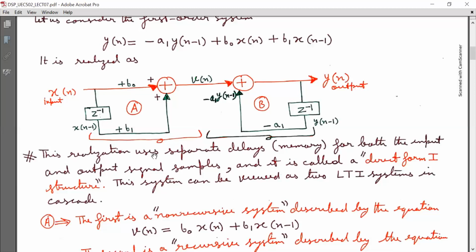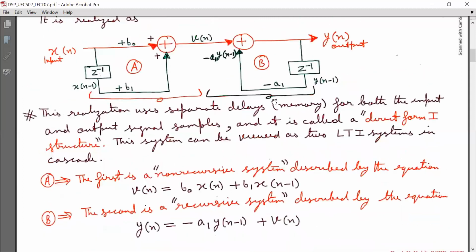This realization uses separate delays, memory elements, for both the input and output signal samples. Here one delay element, here second. This delay element delays input signal, this delay element delays output signal, and it is called direct form 1 structure. This system can be viewed as two LTI systems in cascade, that is A and B in cascade.